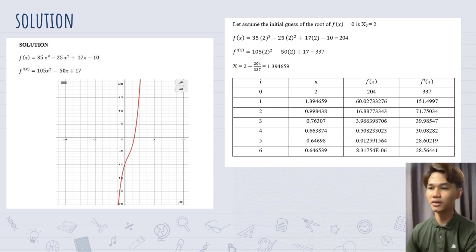For new iteration 1, we get the value 1.39469 from the equation, which is 2 minus 204 over 337. So we can calculate this equation and so on. And lastly, we can stop at iteration 6 because the value for f(x) is less than 0.00005.